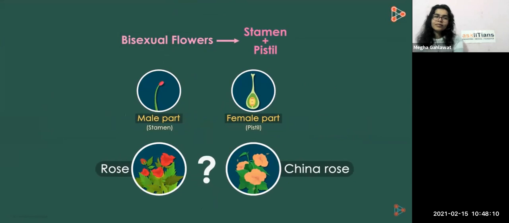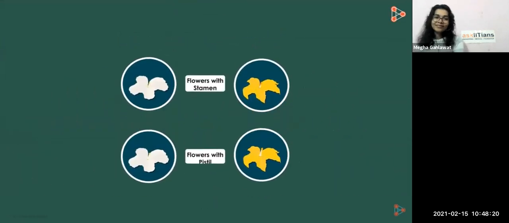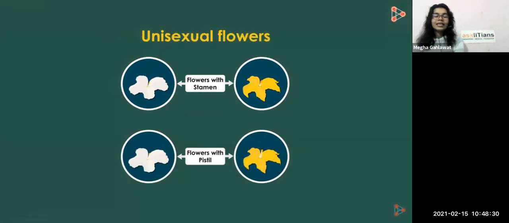What about other flowers then? Don't they contain both the male and the female floral parts together? Some flowers, such as those of gourd and pumpkin, possess either stamen or pistil. They're talking about the bitter gourd, okay? That is the reason why such flowers are called unisexual flowers.